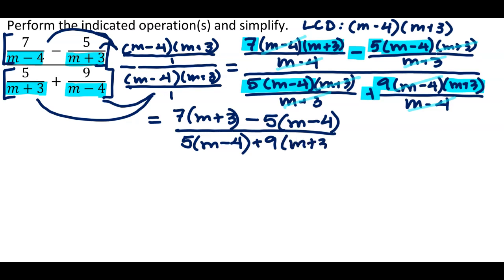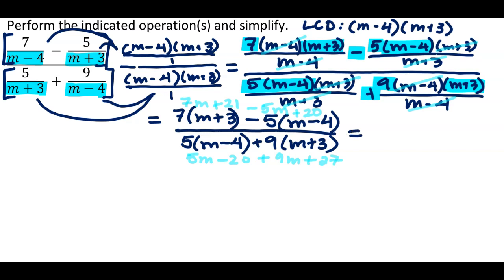Okay, so for the sake of being able to fit the other version of this, I am going to do a little bit of my simplify as scratch work here. So I'm seeing a 7m plus 21 minus a 5m minus 20. And down below, I'm seeing a 5m minus 20 plus 9m plus 9 times 3, 27.